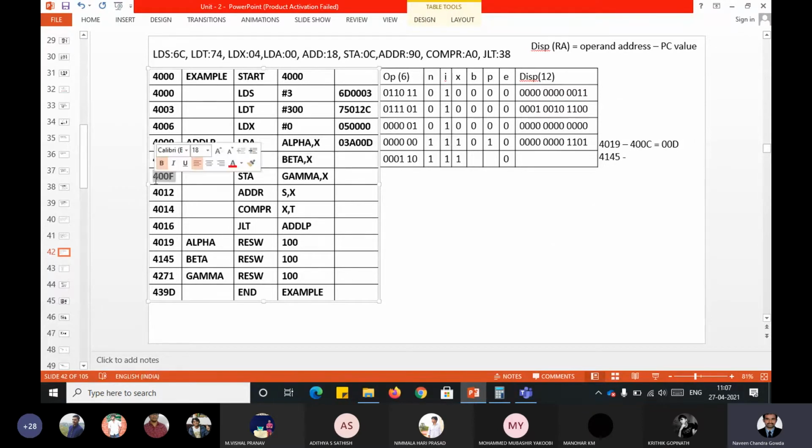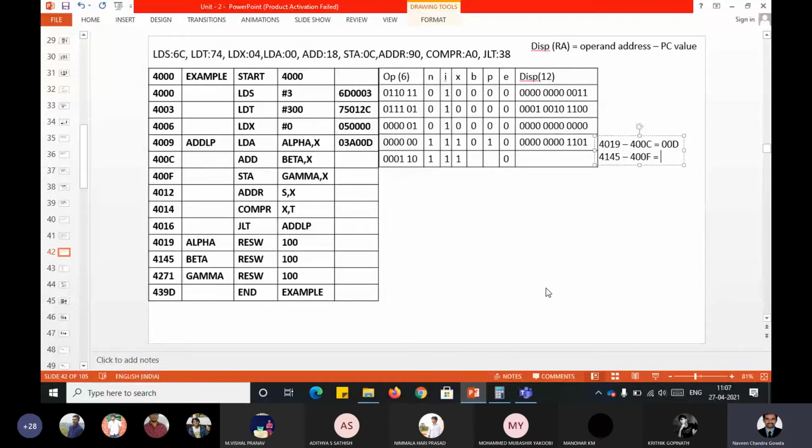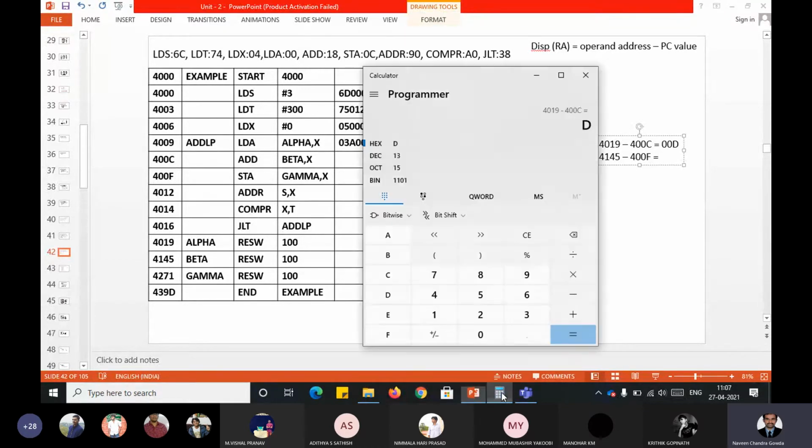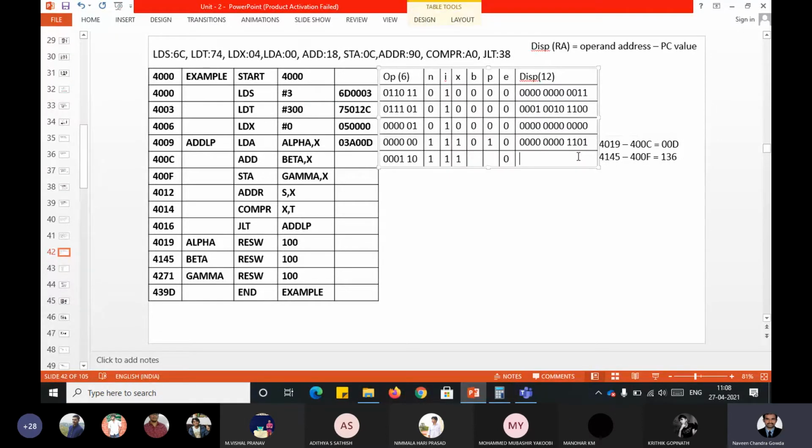When you subtract it, I'll say 4145 minus 400F. What you are getting is 136. So let me write that as 136: 0001 followed by 0011, which is 3, and 0110, which is 6. So which is 136. Again, for finding this out, which address did you make use of?